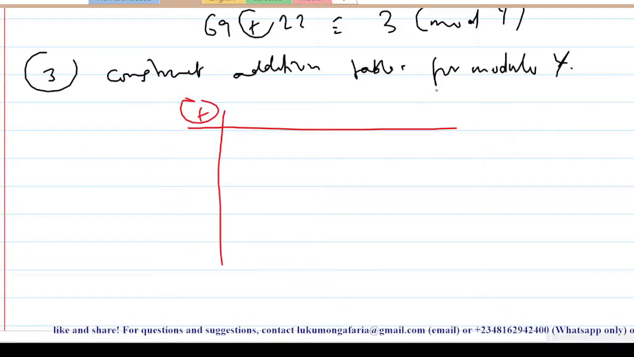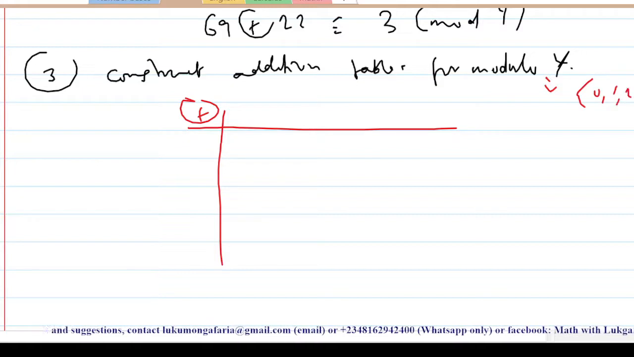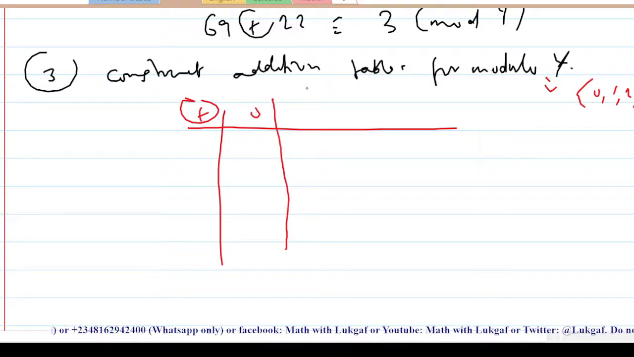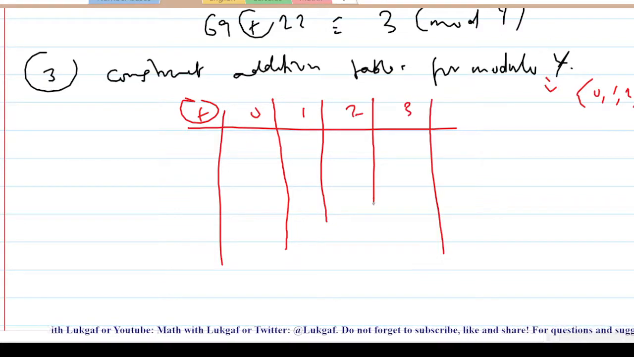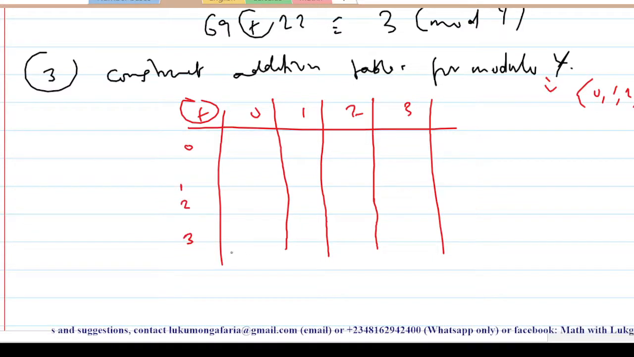Don't forget we are working in modulo 4, so my residues are numbers between 0 and what? And 3. That is 0, 1, 2, 3. Then you have your 0 here, you have your 1, you have your 2, you have your 3. Don't forget, when you say addition tables for modulo 4, that is the set of all possible pairs of addition you can have in that particular modulo. You have 0, 1, 2, 3 here as well. Then you can start your normal addition, taking note that you must not have a number that is greater than 3, since you are working in modulo 4. Let us start. Then you can just add this column with this column.